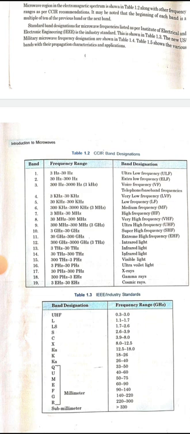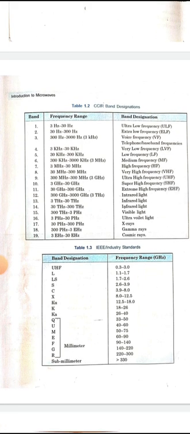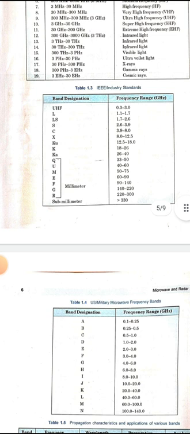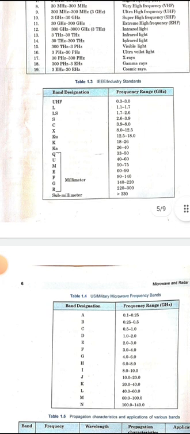Now dear friends, as per the applications, there are different band designations for the microwaves and the millimeter waves. If we are using the frequency for industrial application, then as per the industry standards or the IEEE standards, the band designation and frequency range are different. But if we are using the frequency for military applications, then as per the US military applications, the microwave frequency bands and their designations are different. So let us have a look step by step, one by one.